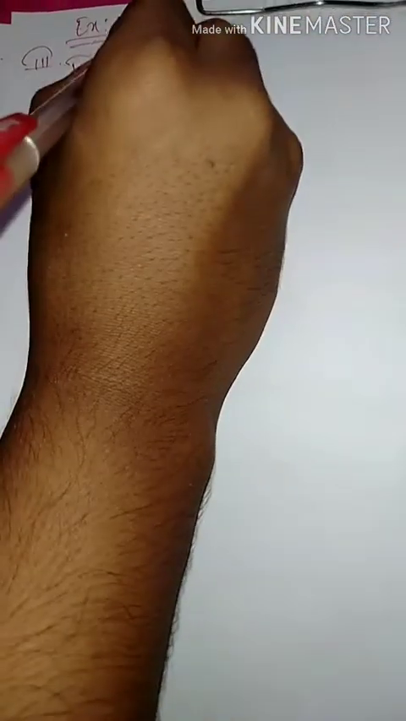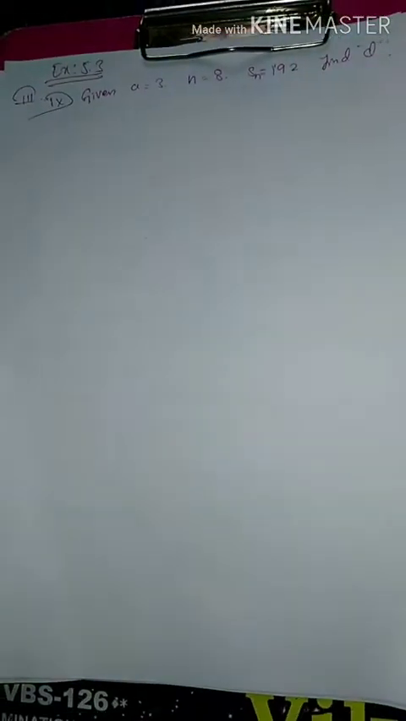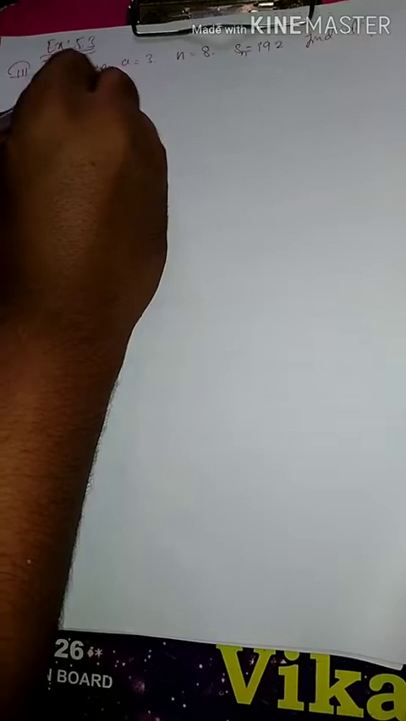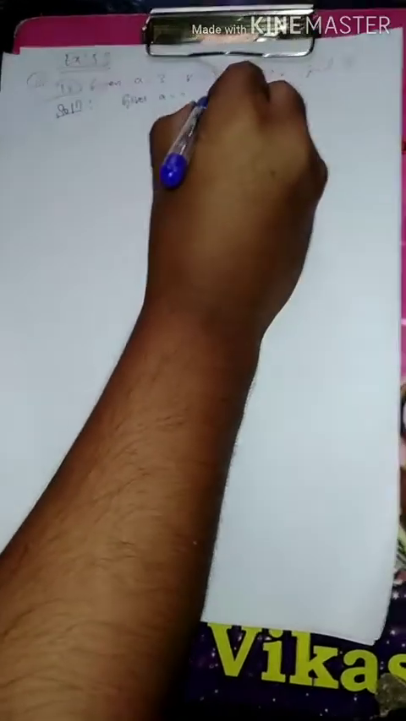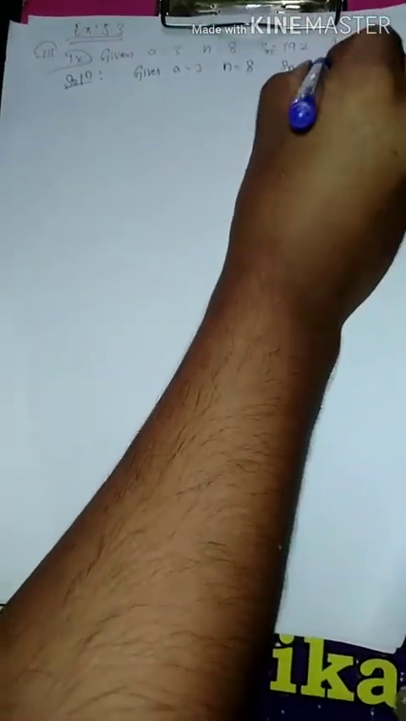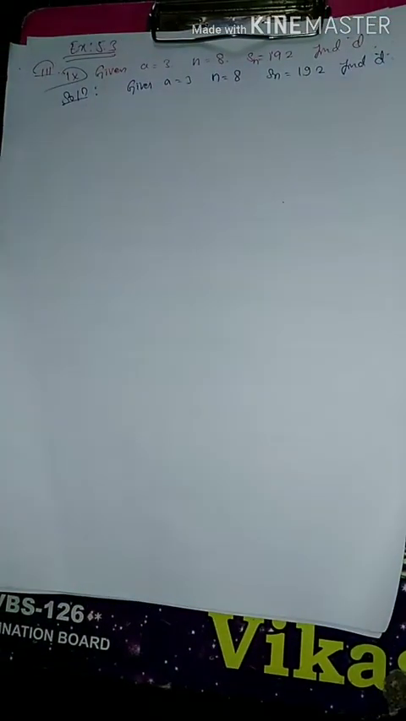Next, exercise number 5.3, third main, ninth example. The ninth example is, in an AP, given a is equal to 3, n is equal to 8, Sn is equal to 192. Find d. Solution. Given that a is equal to 3, n is equal to 8, Sn is equal to 192. Find d. So we need to calculate the common difference here.